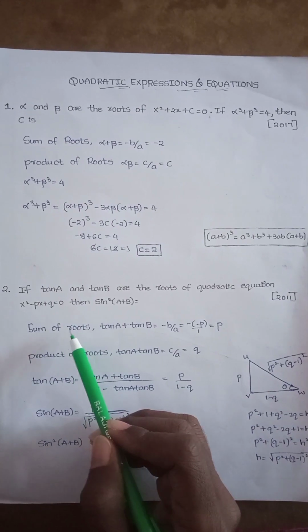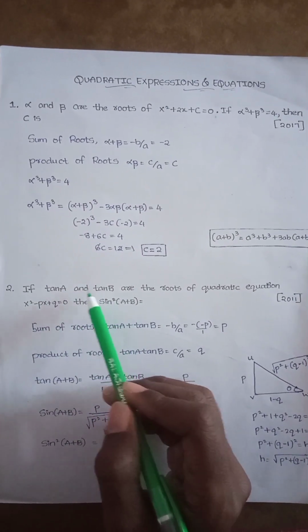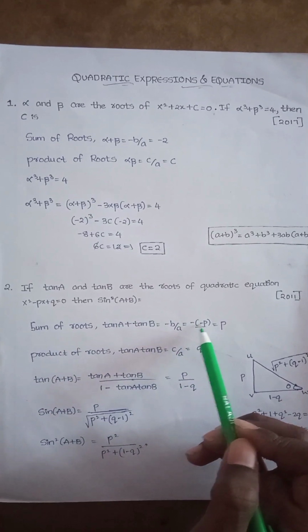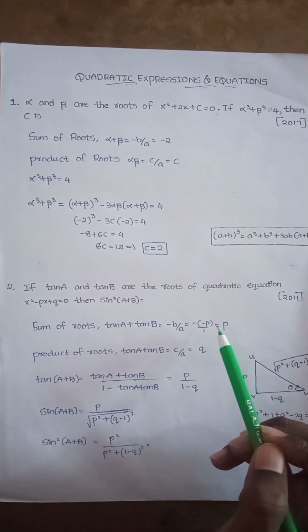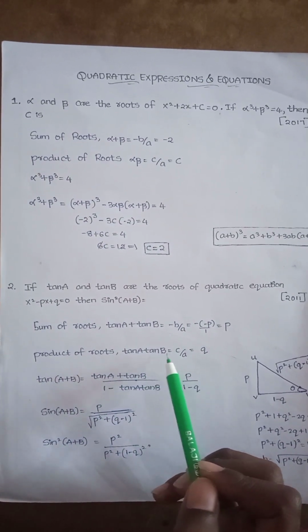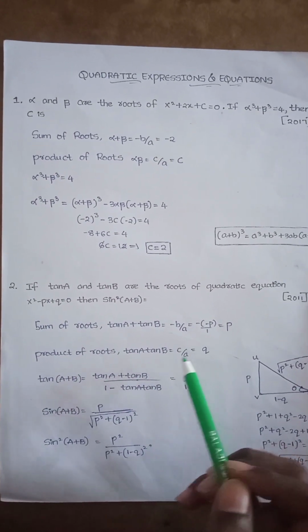We know that the sum of roots, here given the roots as tan a and tan b, therefore tan a plus tan b equals minus b by a, that is minus of minus p by 1, which equals plus p. And the product of roots, tan a into tan b, equals c by a, that is q by 1, which equals q, right?